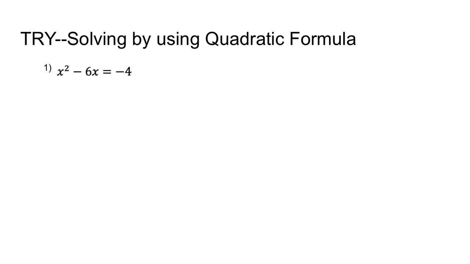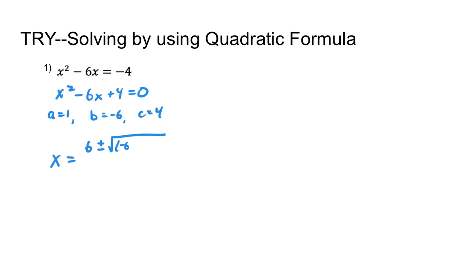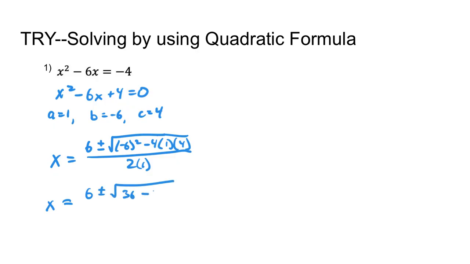All right, number 1. First thing I'm going to do is set this equal to 0. Next, I'll identify a, b, and c. Then I'll fill in the quadratic formula. So the opposite of b, plus or minus the square root of b squared minus 4 times a times c, all over 2a. 2 times 1 is what I mean. All right, so let's simplify this. So I get 36 minus 16 over 2.